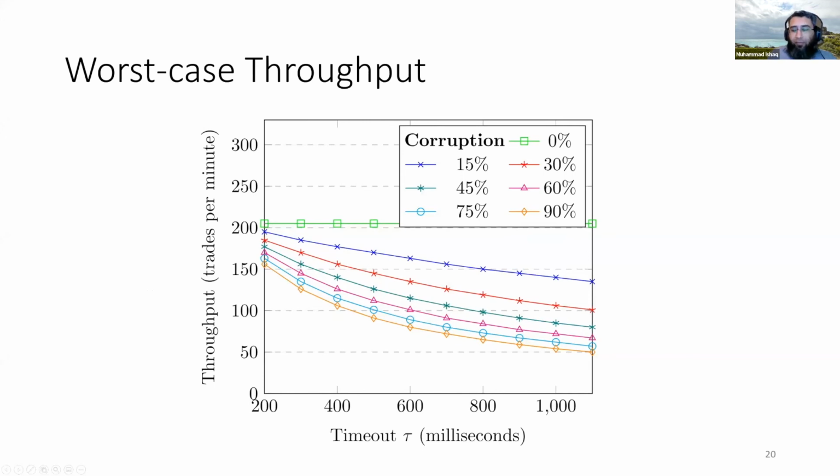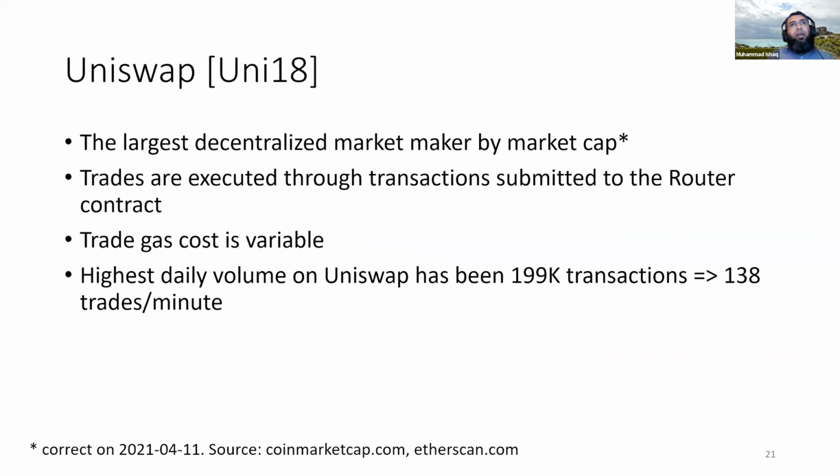So now, for the sake of comparison, we look at how our system compares with Uniswap. Briefly, an overview of Uniswap: in terms of market cap, it's the largest automated market maker. It's implemented as a bunch of contracts on the Ethereum blockchain. You can trade Ethereum tokens through Uniswap, and trades are executed through calls to the router contract.